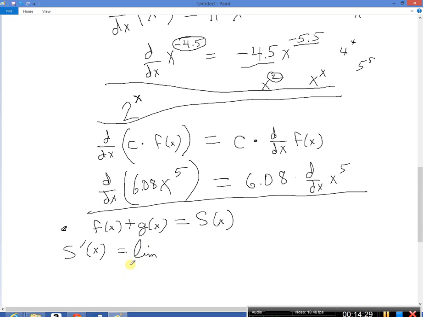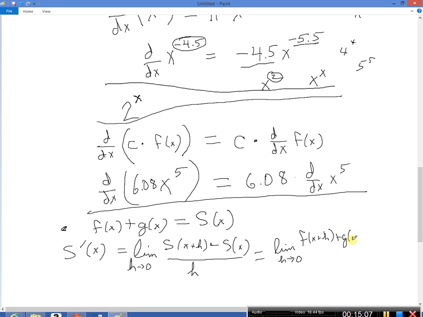Well, the definition says it's the limit as h goes to 0 of s of x plus h minus s of x, all divided by h. Okay, now we just substitute what is s. This may be a little strange, but s of anything means f of that anything plus g of that anything. So we get f of x plus h plus g of x plus h as s of x plus h. And then you've got to subtract the quantity s of x, which would mean, let me write it down here, f of x plus g of x. Okay, and all of that is divided by h.